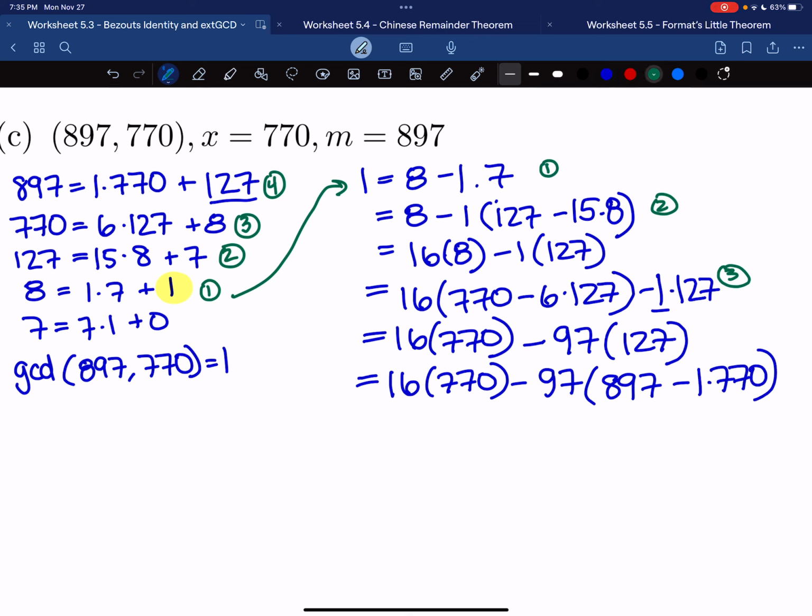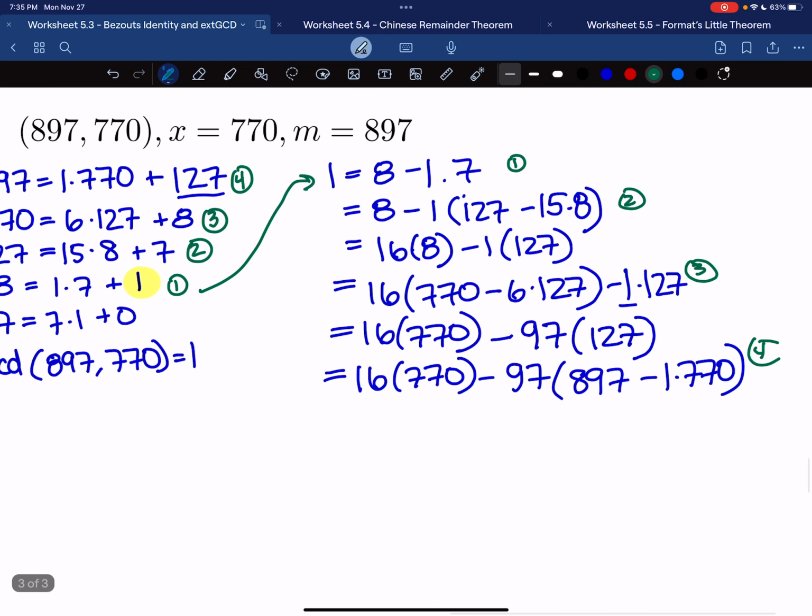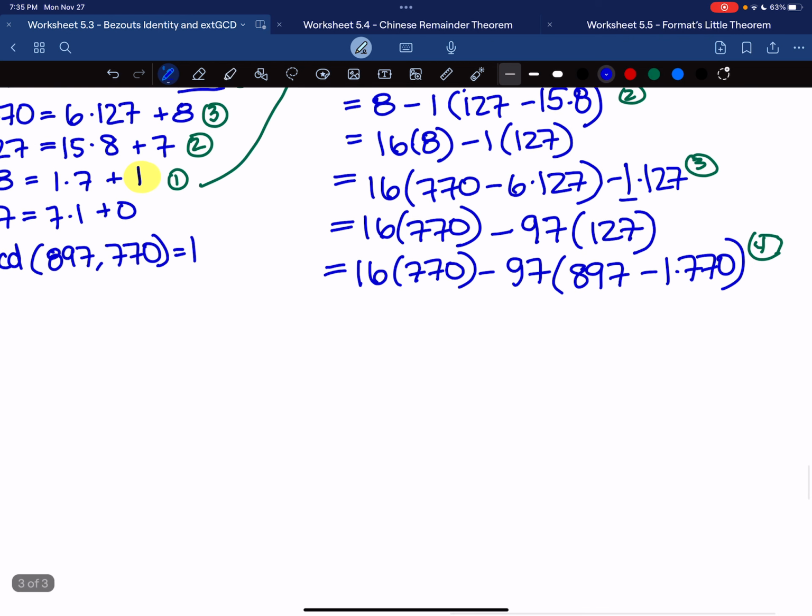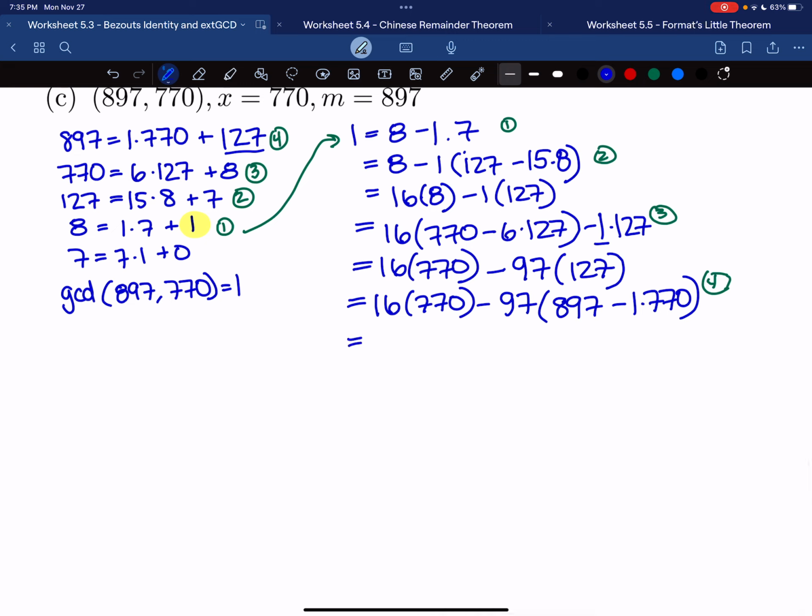And that is direct from what I had labeled on the left as 4. Okay, so now I can clean that up and I don't need any more equations. This is 16 770s and positive 97 770s, so I can add those together, which is the same as 113 times 770 minus 97 times 897.